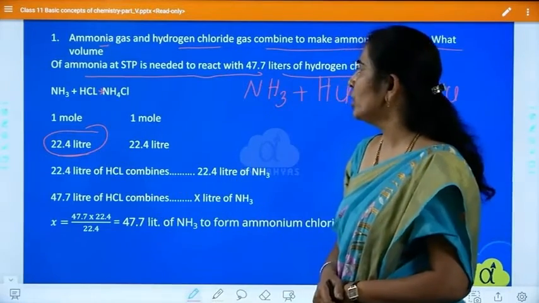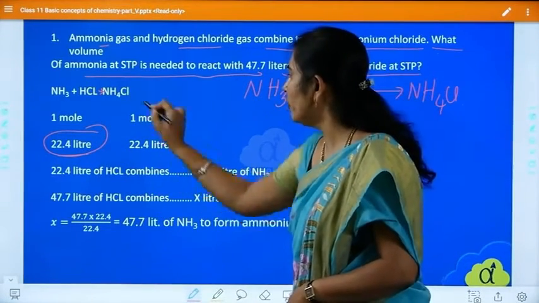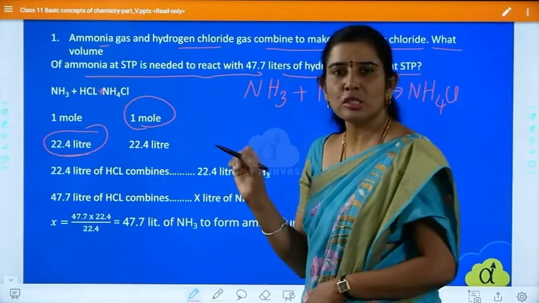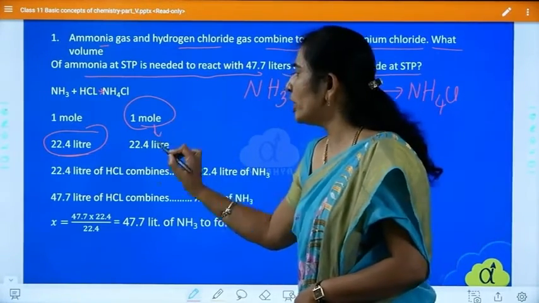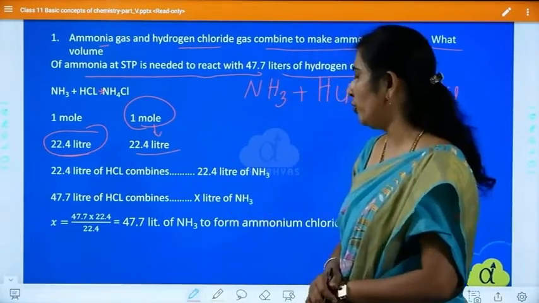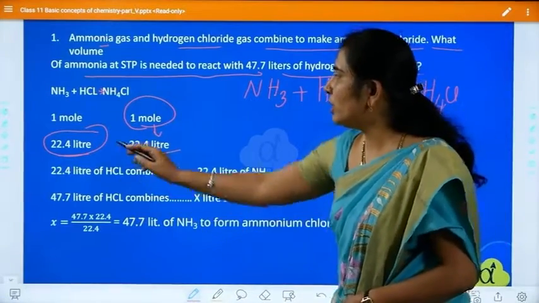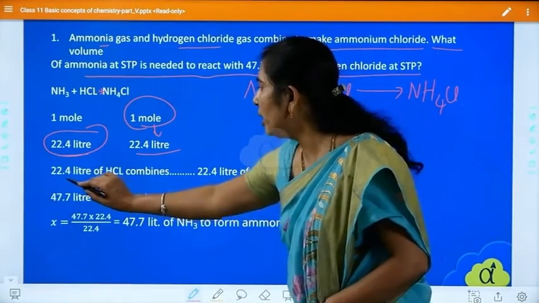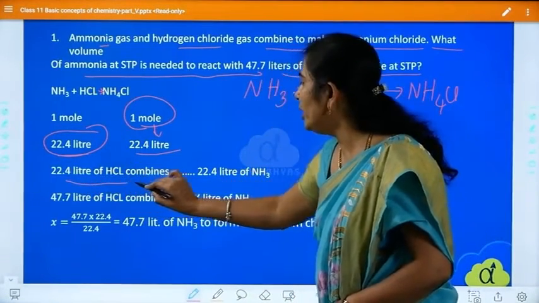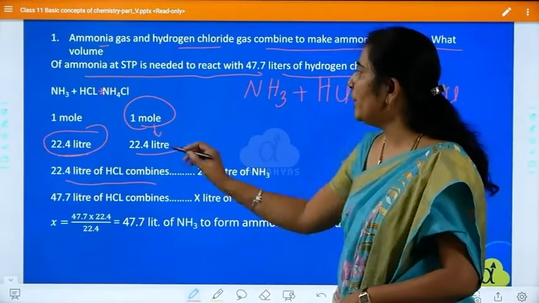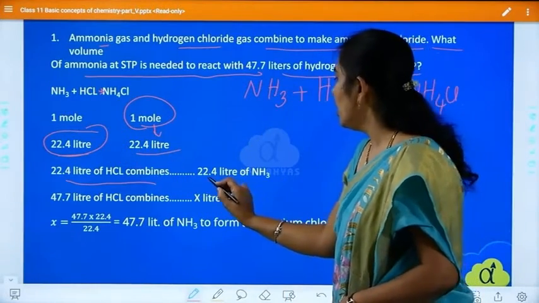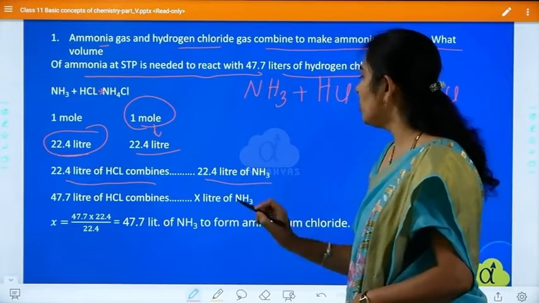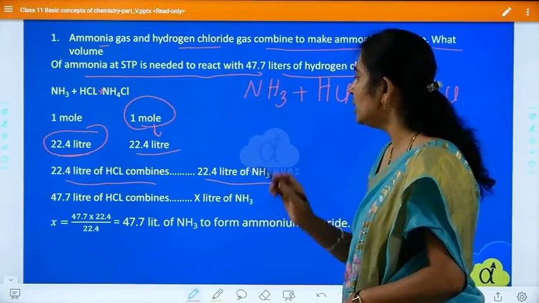So here 1 mole is equal to how much? 22.4 liter. The same thing you can apply wherever you are observing gaseous compounds; there 1 mole you can equate to 22.4 liter. So instead of saying 1 mole, I will say 22.4 liter HCl combines with 1 mole of ammonia, to give how many liters of ammonia? 22.4 liters ammonia.